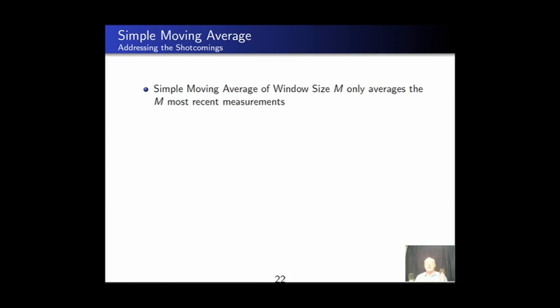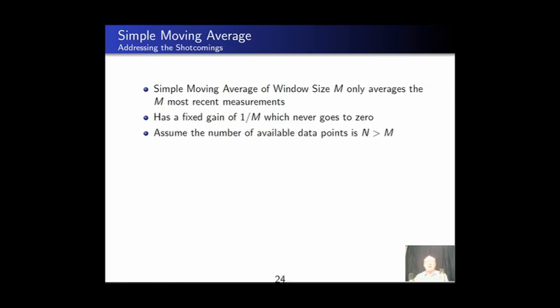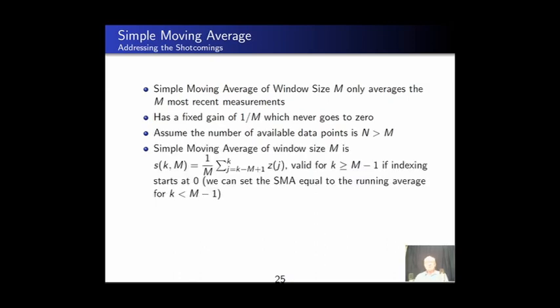So it's a sliding window that's moving right along, throws out the oldest measurement and incorporates the latest measurement and then moves that window along. Otherwise, it keeps everything within the window. And it's just averaging those M data points at any point in time. And it's got a fixed gain of 1 over M because it's only averaging M points. And of course, that never goes to 0. So suppose you have N data points. Your number of samples is N, which is greater than M. Then your moving average mathematically is just, at any point in time K, the average of the last M data points, including the current one at K.